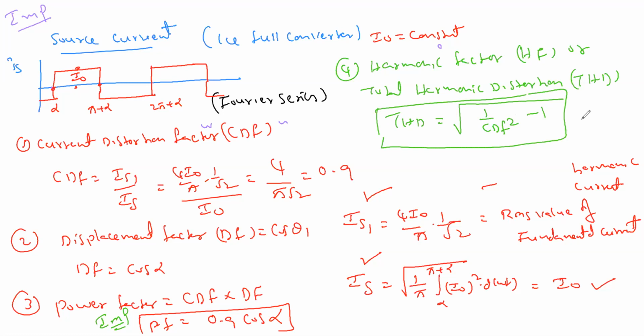And अगर ये वाला substitute कर दिया, CDF value पता है हमको 0.9. This value will be 0.48, 0.483. That is 48.3%. This is also being asked in exam. Total harmonic distortion: how much harmonics, percentage of harmonics, are existing on the source side as far as the current is concerned.